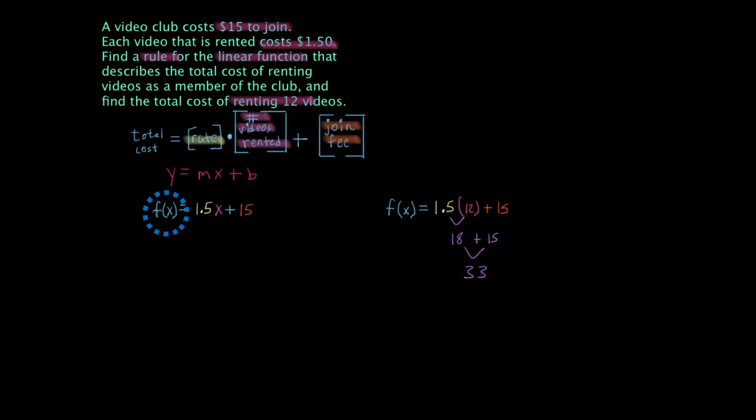Alright, so your function, f of x is equal to 1.5x plus 15, and the total cost to rent 12 videos plus that membership fee, the total cost, will equal $33.